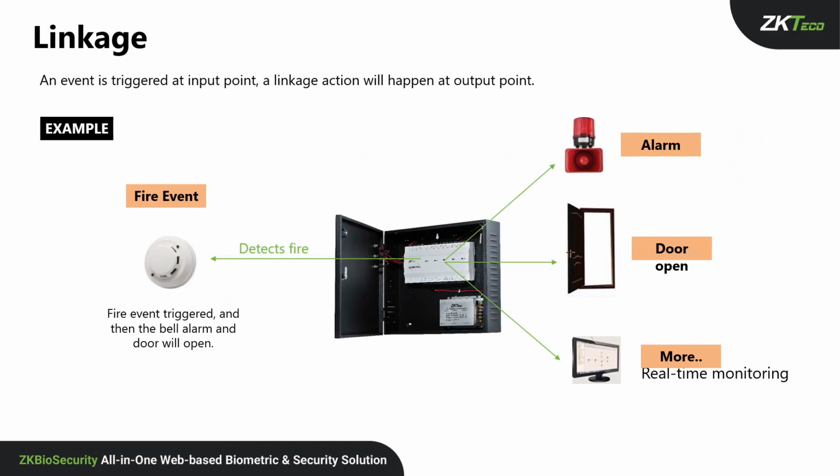Linkage. For our linkage options, if you want to connect our controller to a third-party fire alarm, you can connect from our controller's auxiliary options. From these options, it will trigger the alarm to open the door, and at the same time, you can check from our real-time monitoring.